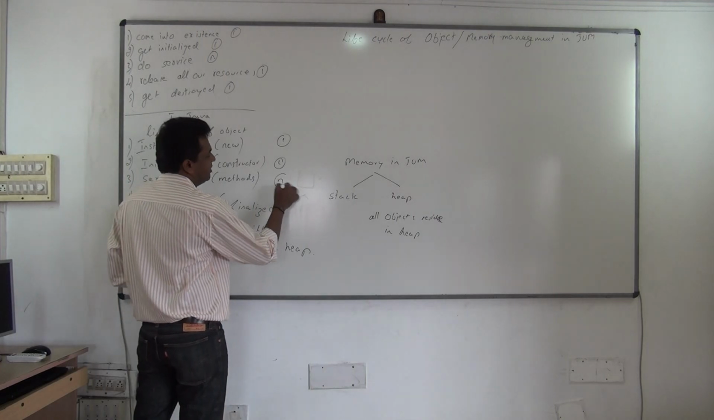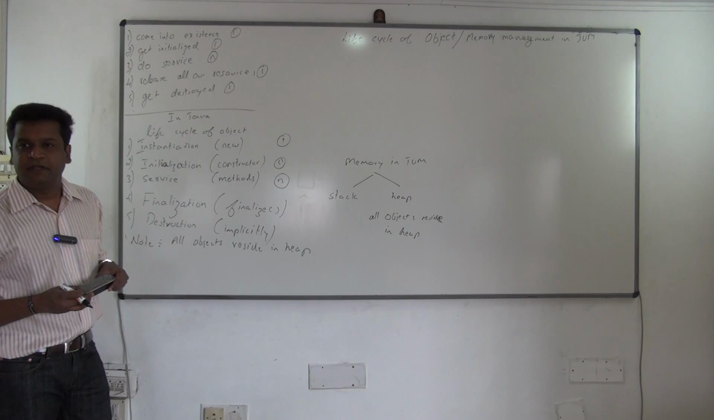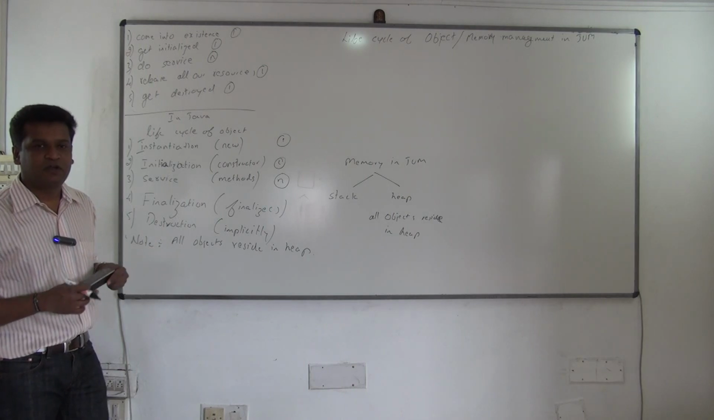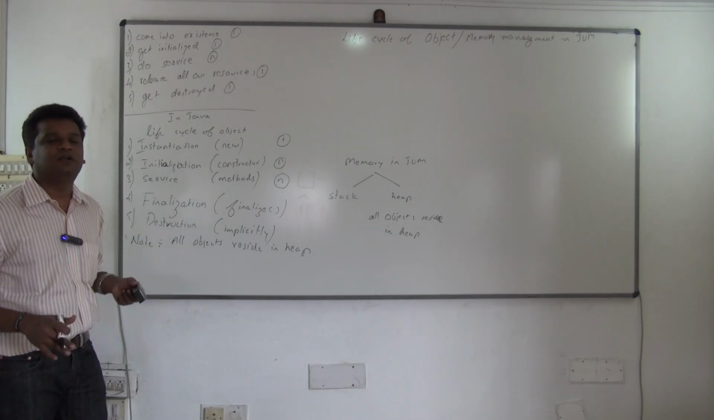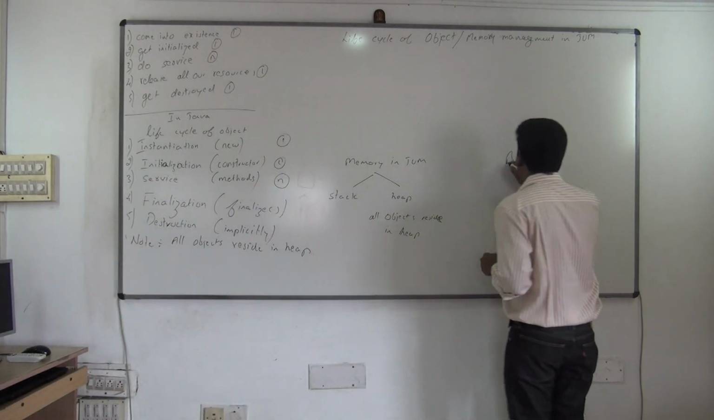Service, methods you can call n number of times. There is no limit to this. After you create the object, you can call the method 1000 times. See, Box b = new Box. This is how you create the object.